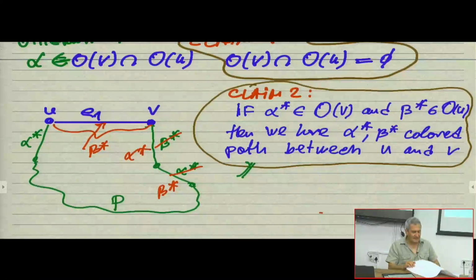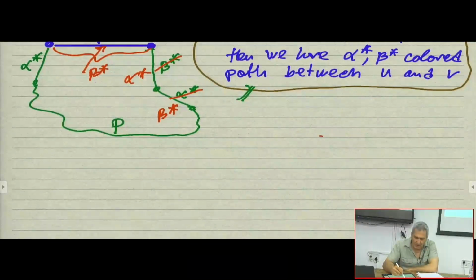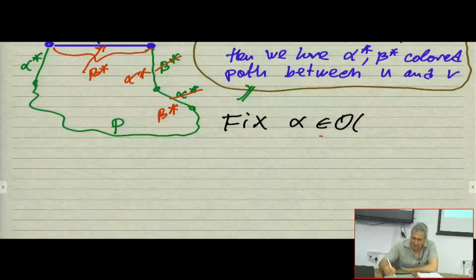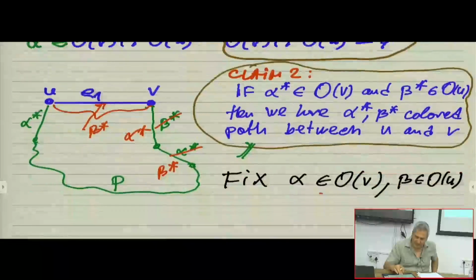Now we fix, now we go further, fix alpha, which is missing at V, and beta, which is missing at U. Okay? This is claim 2. Okay?